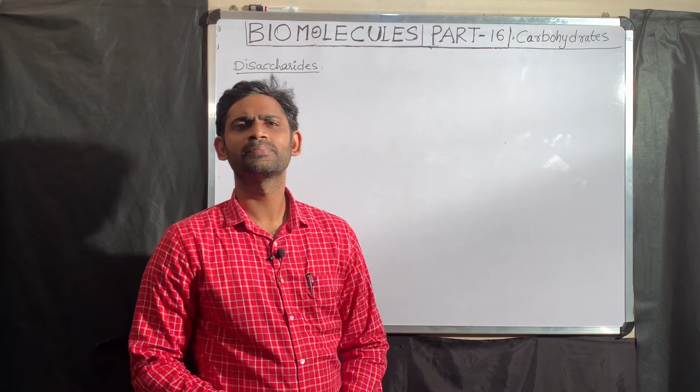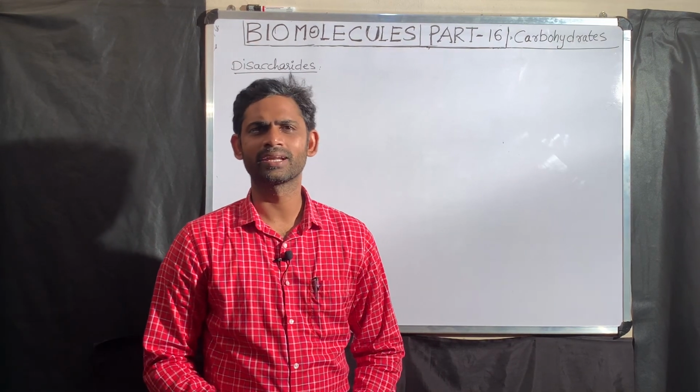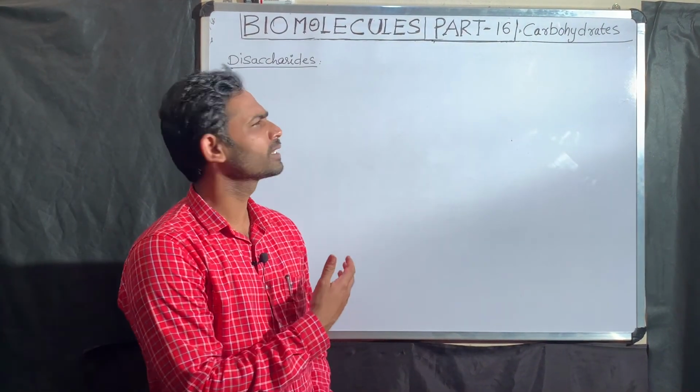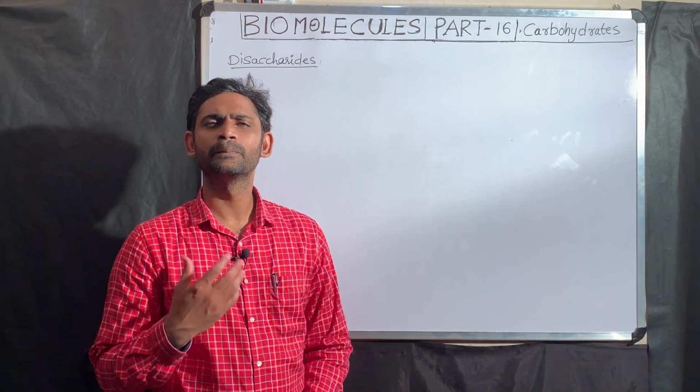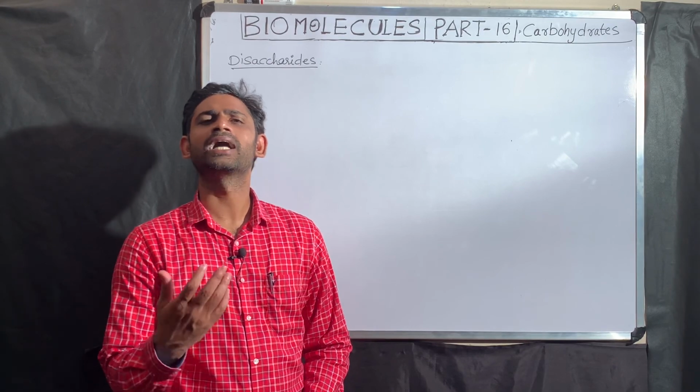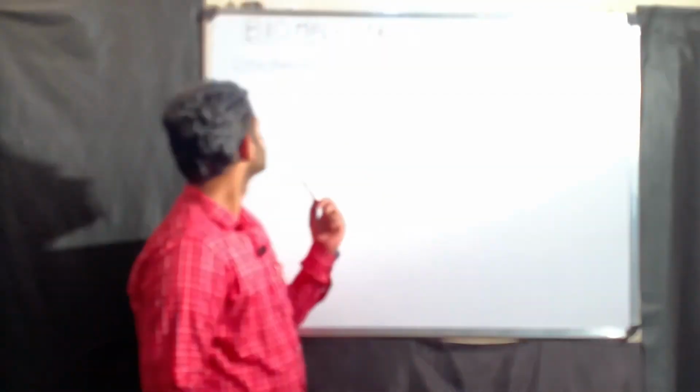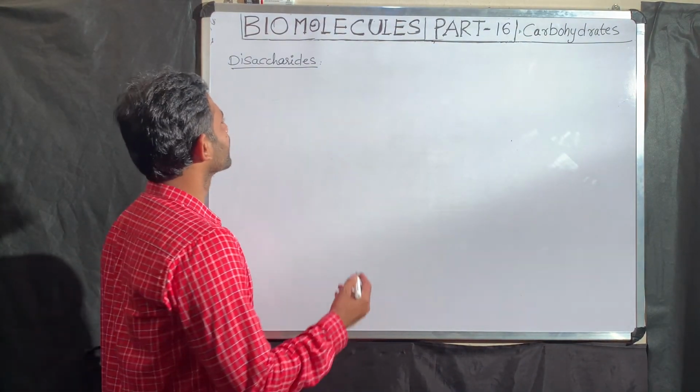Now, in the last part, I explained about the monosaccharides. In this part, I am going to explain disaccharides. Disaccharides are the most common oligosaccharides. That is why I am explaining the disaccharides.